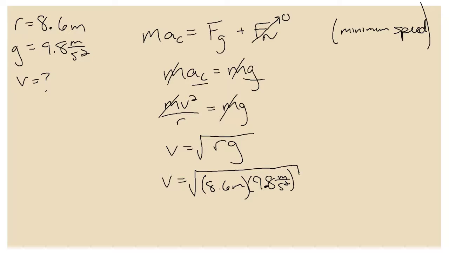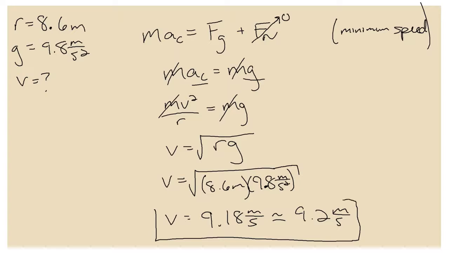And when we do that, 8.6 times 9.8 is 84.28. And when we take the square root, we get v is equal to 9.18 meters per second, or to 2 sig figs, because 8.6 was given to 2 sig figs, we'll call that 9.2 meters per second. And that's it. The idea is if this thing was going any faster, then we would see a normal force. And the normal force would get bigger and bigger and bigger as the speed got larger.